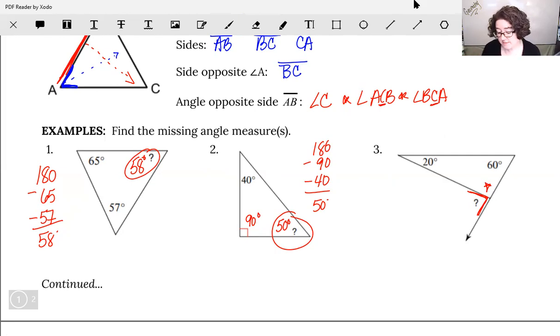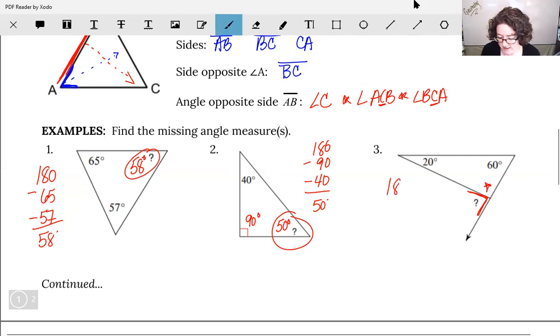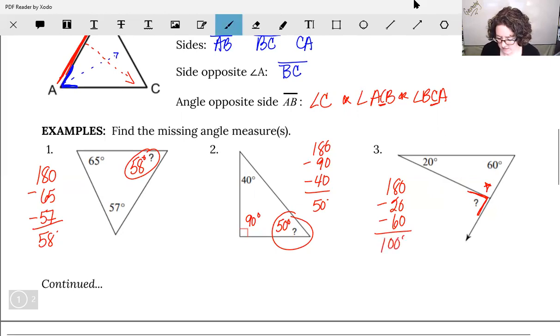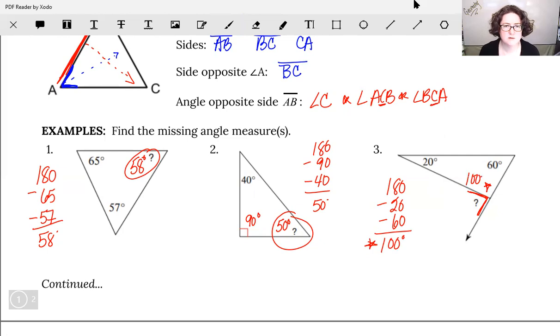So I'm going to go ahead and find the star angle first. Take your 20 and your 60 and subtract those from 180: minus 20, minus 60. Well, 20 and 60 actually add up to 80, and 180 minus 80 would give me 100. So that's going to be my star angle. So what's actually our missing angle if those two angles make a linear pair?